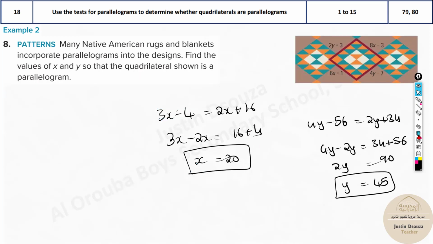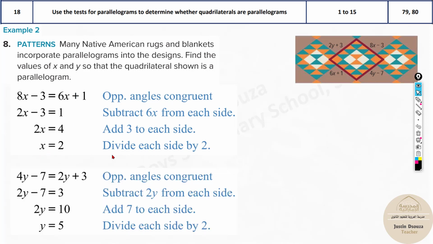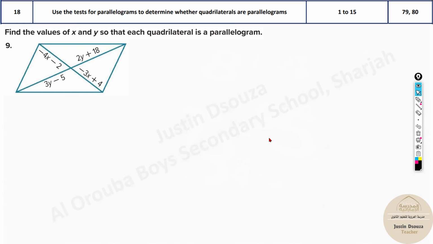Very simple. Now the same concept can be applied over here. They're asking you x and y. They have just told us the quadrilateral shown is a parallelogram. We need to find x and y. So the same concept, it's just that we have to equate the opposite sides now. In the previous one, it was angles. Now it's sides. Equate 2y plus 3 equals 4y minus 7, and 8x minus 3 equals 6x plus 1. Over here, x will be 2 and y is 5. Same way, just like what we have done a while ago.